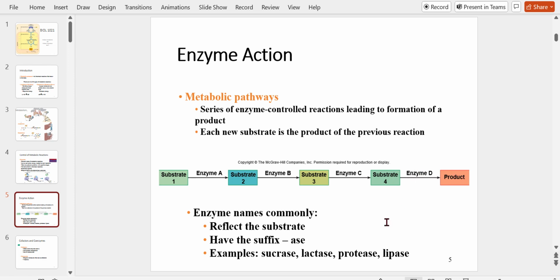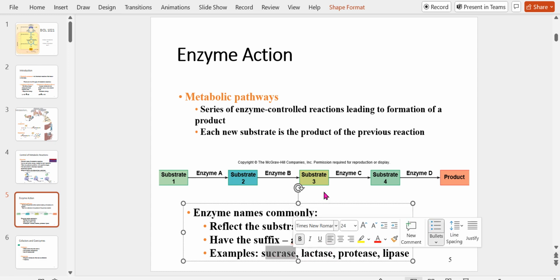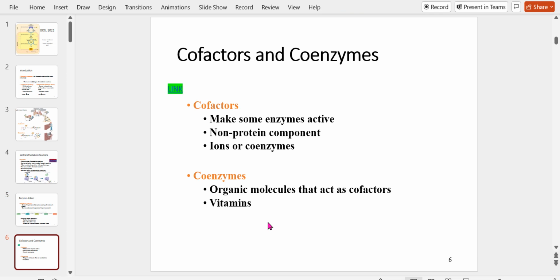Okay, so enzyme names commonly reflect the substrate and have the suffix -ase. Examples: sucrase, lactase, protease, lipase. Very good. So, cofactors and coenzymes. These cofactors make some enzymes active. Non-protein components can be ions or coenzymes, which are organic molecules that act as cofactors. And these include vitamins. They increase the activity of enzymes, make them more efficient.